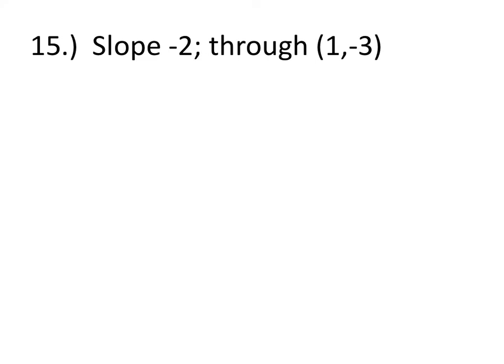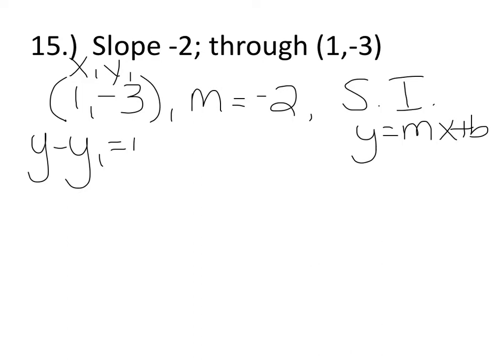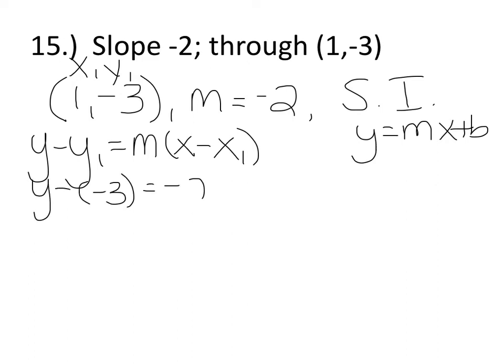Right here, they give me a point of (1, negative 3), and a slope of m equals negative 2. Again, they want it in slope-intercept, which is y equals mx plus b. I'm going to label x1, y1, and I'm going to plug into point slope form, which again is y minus y1 equals m times x minus x1. So I have y minus negative 3 is equal to negative 2, which is my m in this case, times x minus x1, which is 1 in this case.